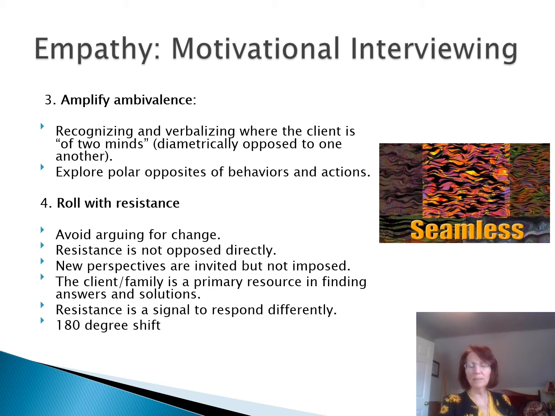Rolling with resistance: sometimes we have clients that really don't want to change. So we will avoid arguing for the change. Resistance is not opposed directly, but indirectly. New perspectives are invited, but not imposed. The client and family is a primary resource in finding the answers and solutions. Resistance is a signal to respond differently. It's a 180-degree shift.